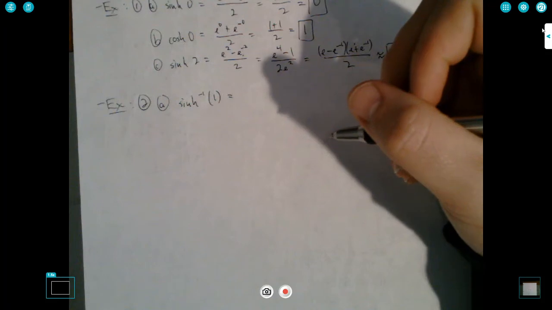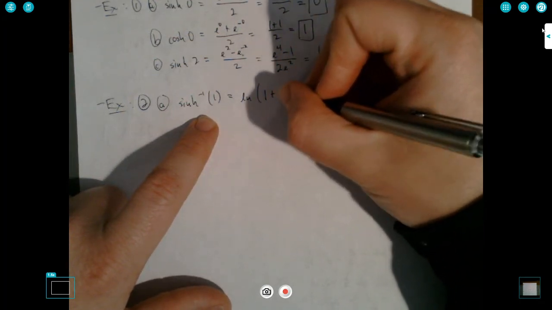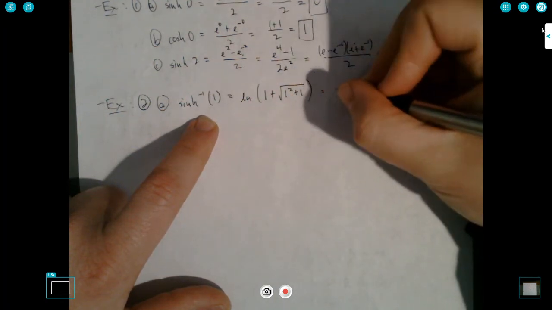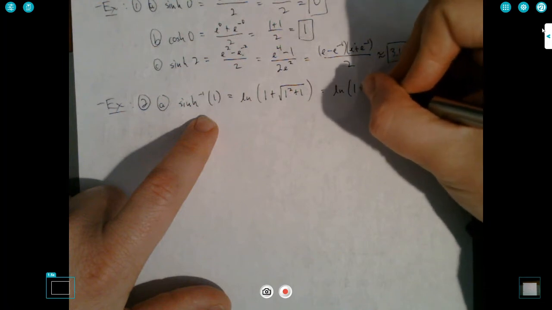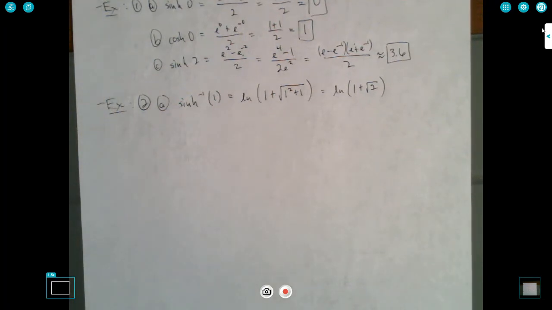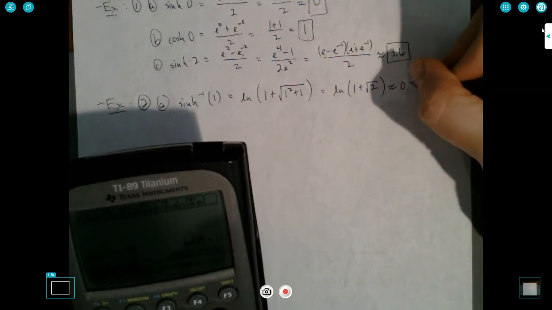So sinh inverse of 1. Well, we know that sinh inverse of x is equal to natural log of x plus the square root of x squared plus 1. So in this case, that would be ln of 1 plus the square root of 2. And that's as good as that one's going to get. You're not going to get it, algebraically, looking nicer than that. We can give a decimal approximation. So we can say this is a natural log of 1 plus square root of 2. That's about 0.88.